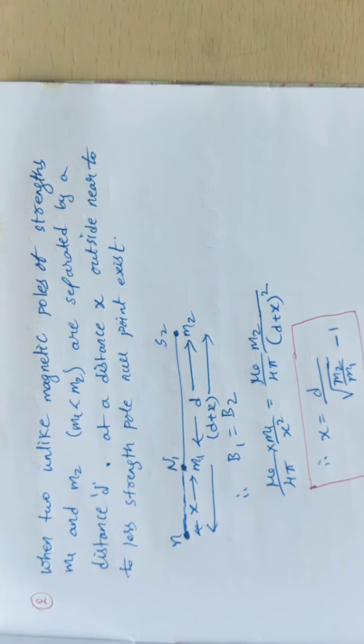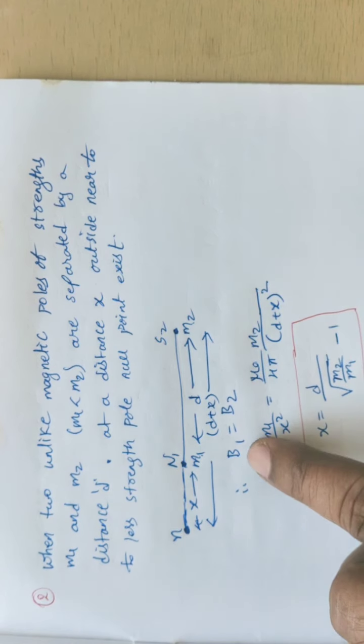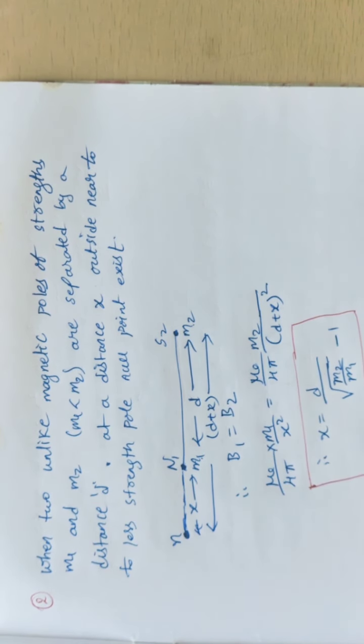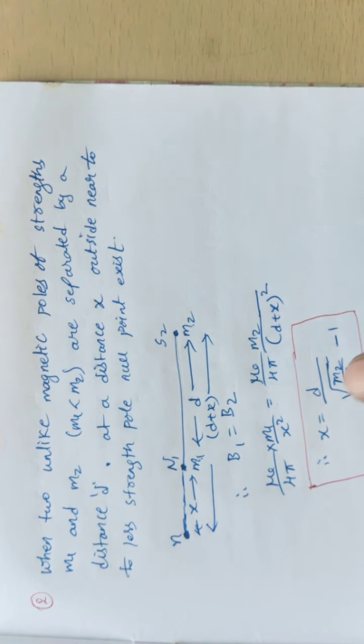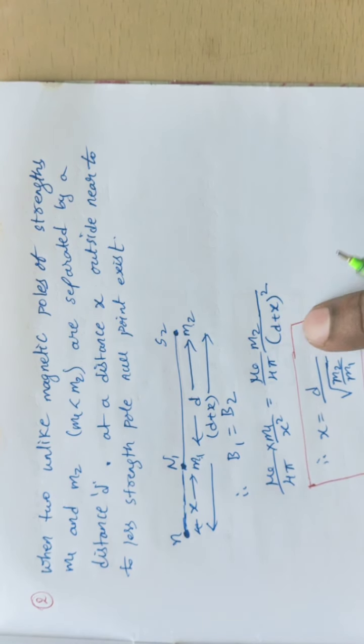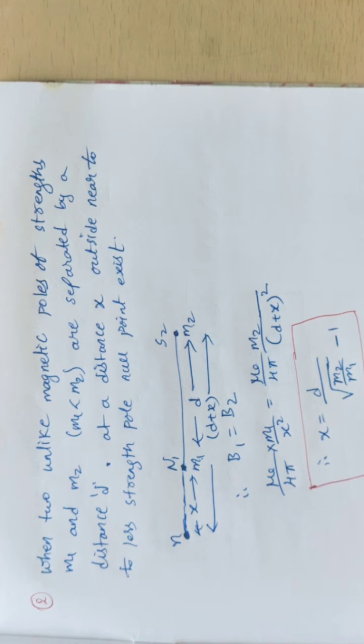So in this condition also, students, at the null point B1 becomes equal to B2 only. Therefore, on simplification, we are getting B1 is equal to B2. Therefore, mu naught by 4 pi into m1 by x square is equal to mu naught by 4 pi into m2 divided by (d plus x) whole square.